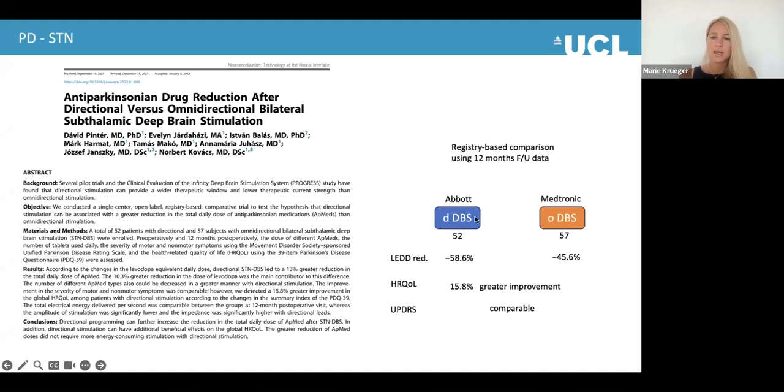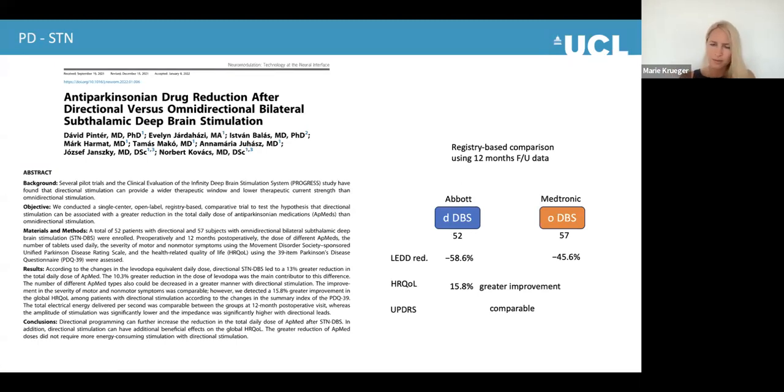And here you can see that the directional electrodes were definitely better. They were able to reduce medication like 13% more than in the omnidirectional group. Now we could argue or discuss whether this is significant and this is enough. And one of the quality of life tests also showed a greater improvement in favor of the directional electrode. So I thought I wanted to mention this study again.